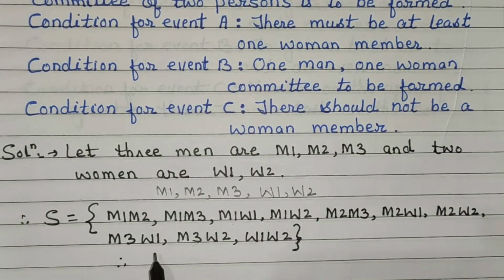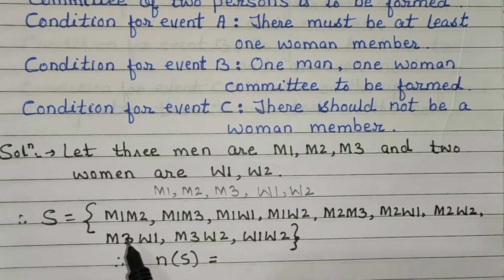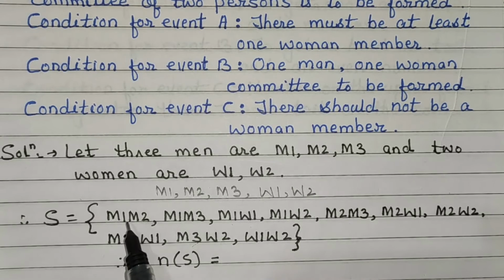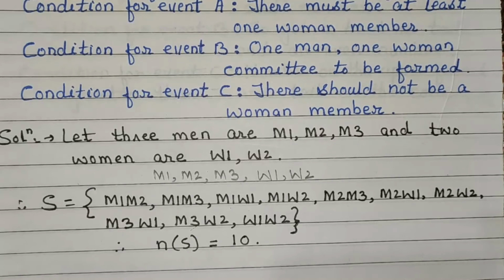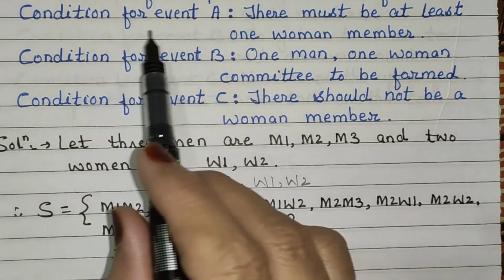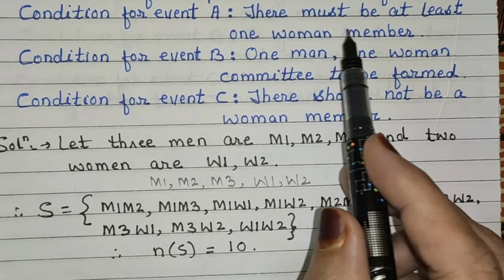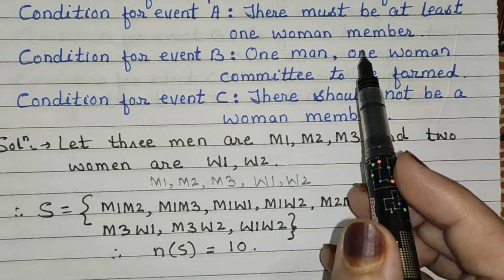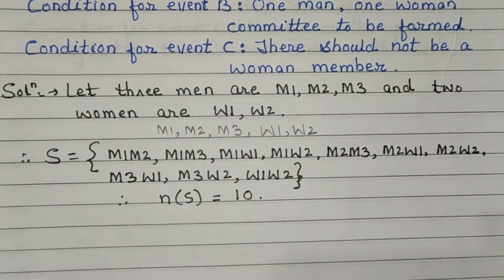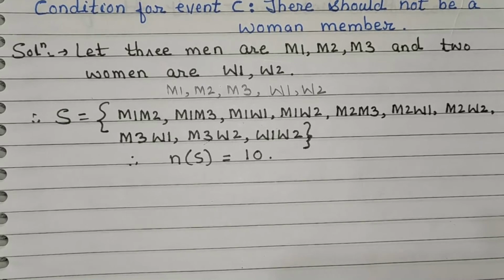Therefore, n(S) is equal to, now counting the sample points here, 1, 2, 3, 4, 5, 6, 7, 8, 9, 10. Therefore, n(S) is equal to 10. Now the conditions are given. Condition for event A: there must be at least 1 woman member. Therefore, write down here the condition.